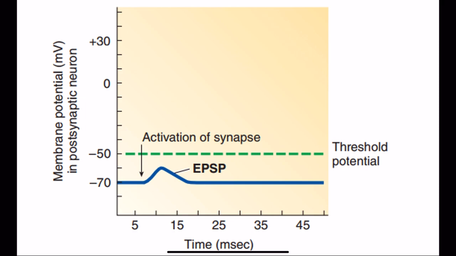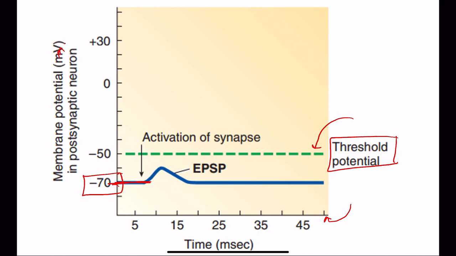Here in this graph, on the x-axis is shown time in milliseconds, and on the y-axis is membrane potential in millivolts. The blue line shows the resting membrane potential, so minus 70 millivolt is the resting membrane potential. And this green line shows the threshold potential. That means for an action potential to occur, there should be a change in potential towards the positive side such that it reaches the threshold, isn't it?